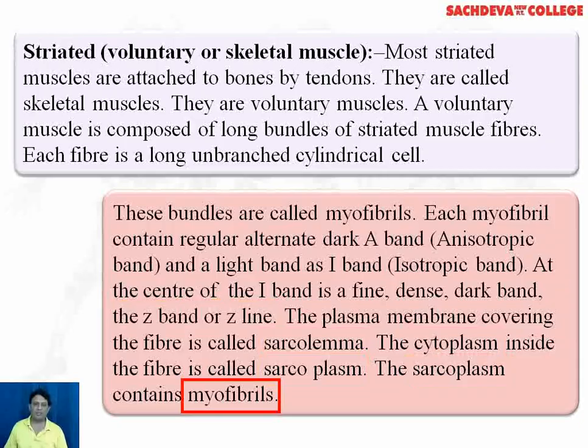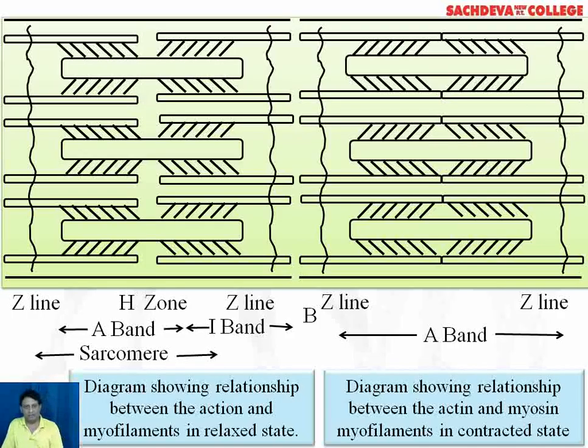Sarcoplasm contains myofibrils. Typical diagram of a skeletal muscle. You can see the Z line, the A band, I band. The distance between two Z lines is called sarcomere. On the left side of the screen, you can see a diagram which shows relationship between actin and myosin filaments in relaxed state. Whereas on the right side of the screen, you can see a diagram showing relationship between the actin and myosin microfilaments in a contracted state.